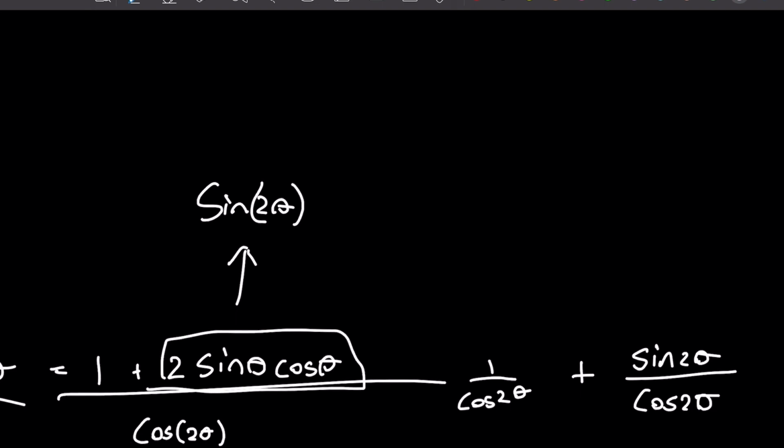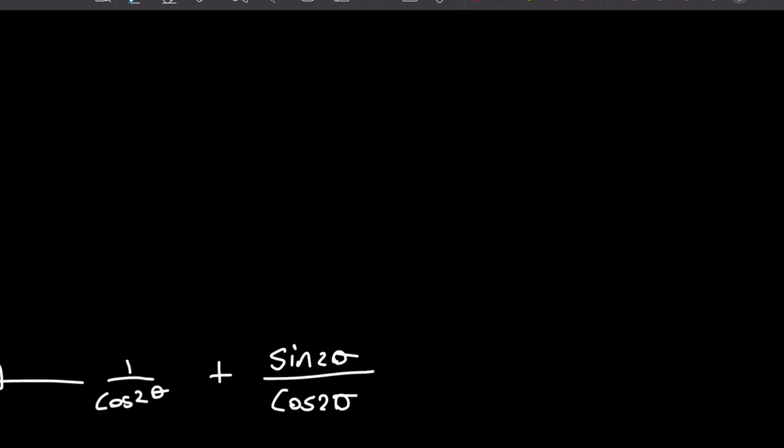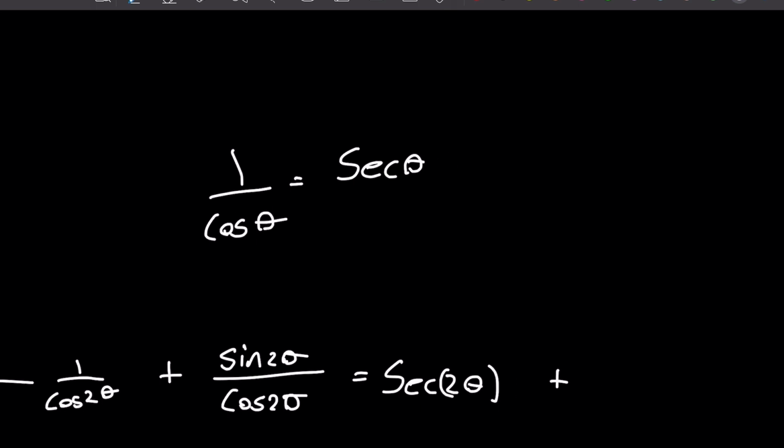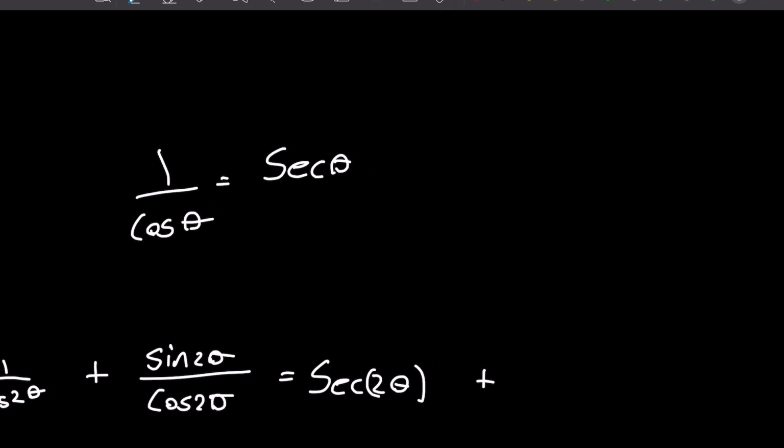So now we have 1 over cos 2 theta plus sine 2 theta over cos 2 theta. Well, 1 over cos is equal to sec. So that means 1 over cos 2 theta is just equal to sec 2 theta, plus sine 2 theta over cos 2 theta is just equal to tan 2 theta. And that's equal to the right hand side.